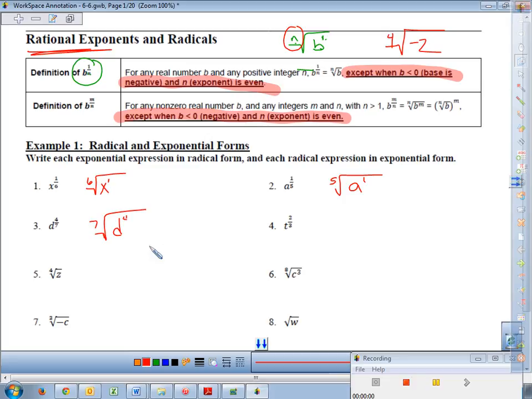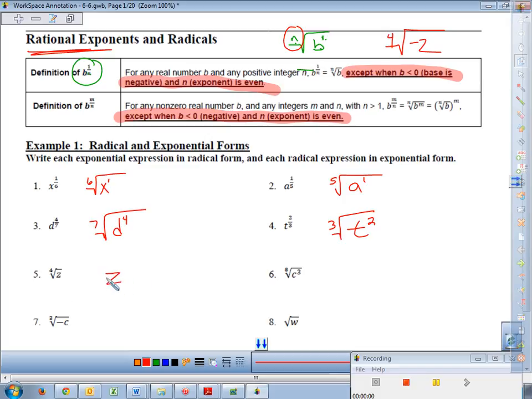Try number 4 for me, if you would. Rewrite that with radicals. Should be the cube root of t squared. Feeling pretty cozy with that. They gave you a rational exponent. We wanted to write it with radicals. Now we go reverse. They give us a radical. We want to write it with a rational exponent, so it's always just power over root.